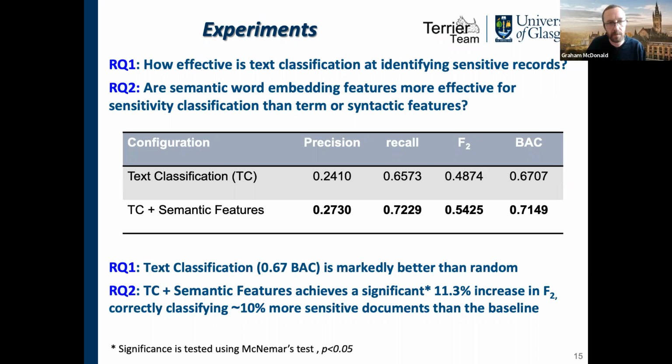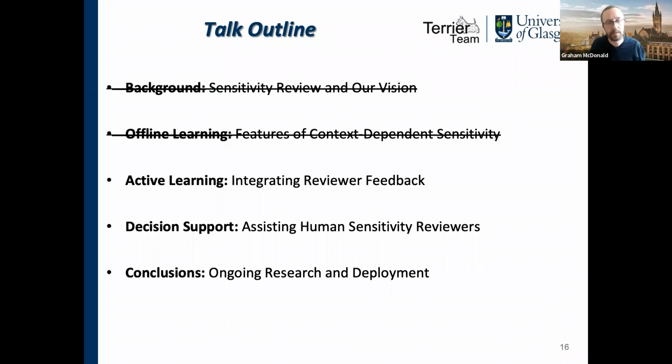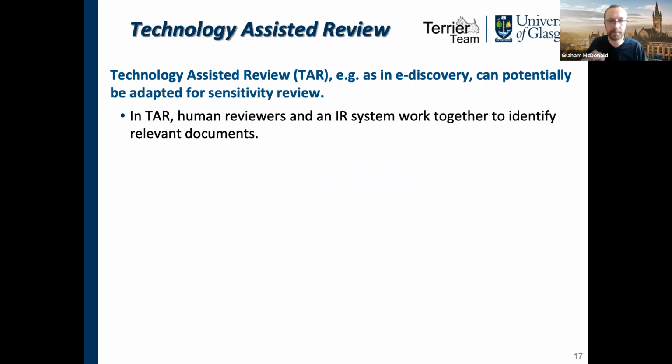But then we started to think, well, okay, we can potentially learn offline, but with any collection that you go to for sensitivity review, you don't really know what the sensitivities are in it at the start. So we want to be able to quickly learn to identify what sensitivities are in a particular collection. So e-discovery could potentially be adapted for sensitivity review.